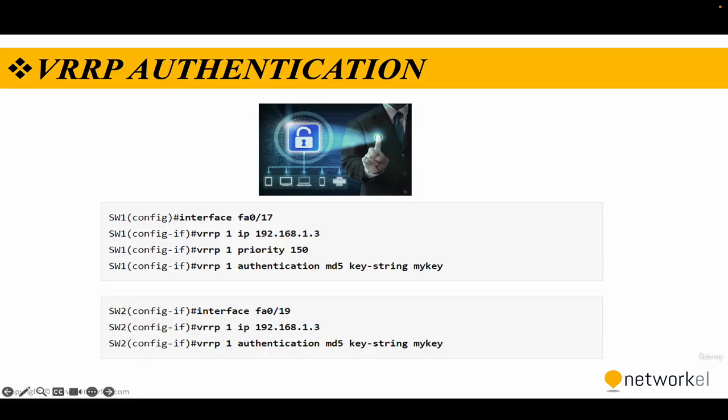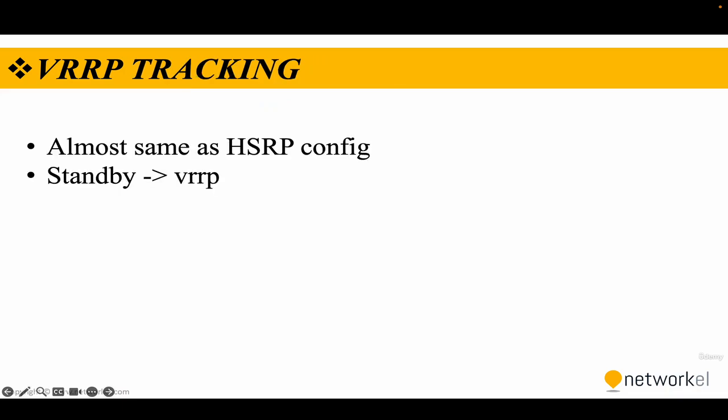You just go ahead and type the VRRP 1 authentication MD5 key string and you just type the password, and VRRP tracking is also available, same like HSRP. So same like HSRP config, and you just type VRRP instead of typing standby, and that's it. So because everything is almost same, I'm not going to dive into those topics once again for you. Okay, that is how VRRP looks like.